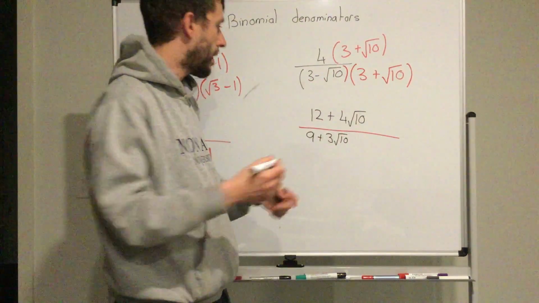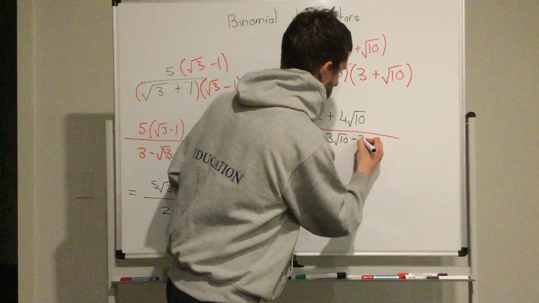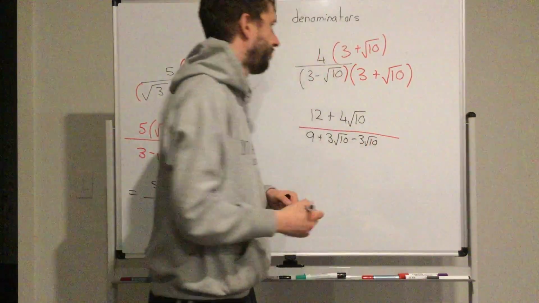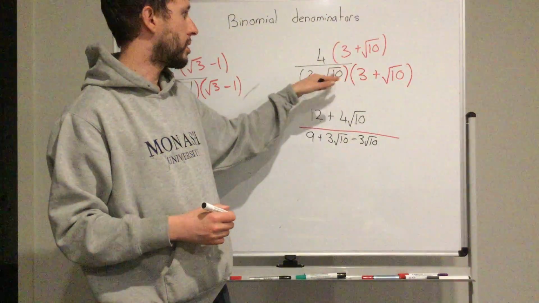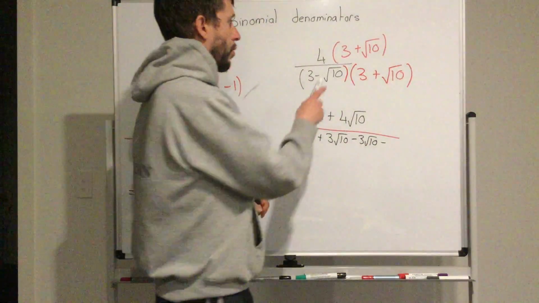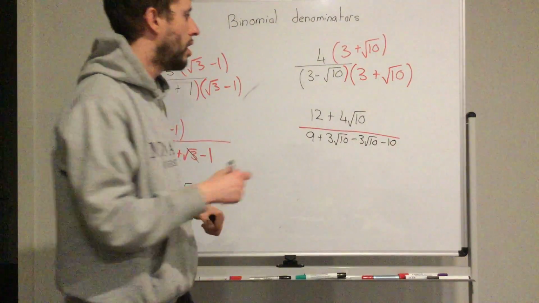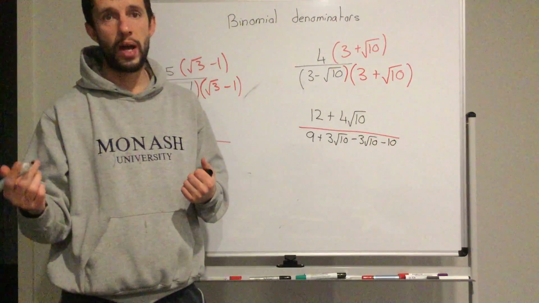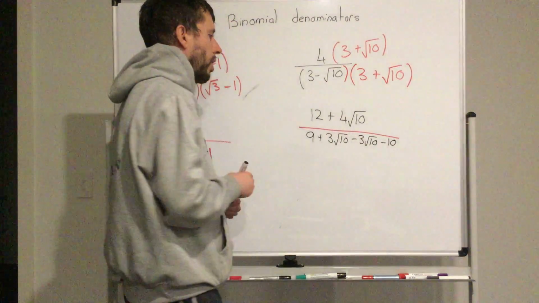negative positive equals a negative, so it's going to stay a negative. 3 times square root of 10 is 3 square root of 10. Square root of 10 times square root of 10, remember it's negative and positive equals a negative. And the square roots cancel out and it becomes just a 10. Because just remember, square root of 10 squared, the square root and the square cancel out. And now we've got left with this.